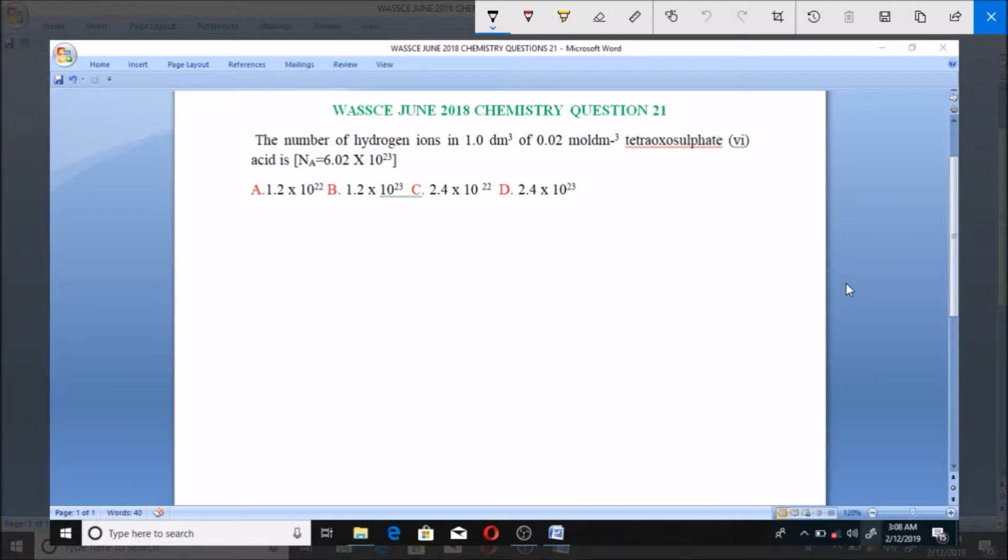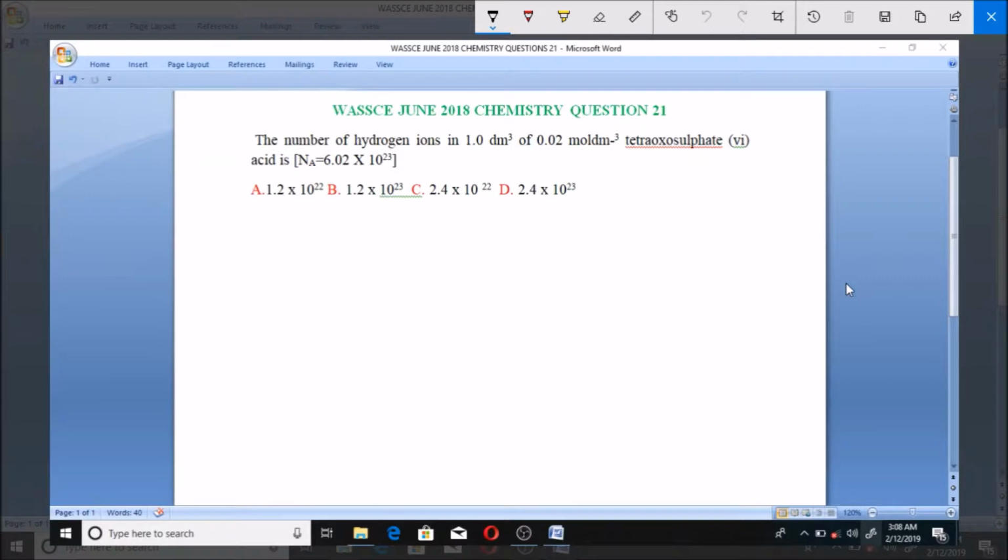Option A, 1.2 times 10 to the power 22. B, 1.2 times 10 to the power 23. C, 2.4 times 10 to the power 22. D, 2.4 times 10 to the power 23.